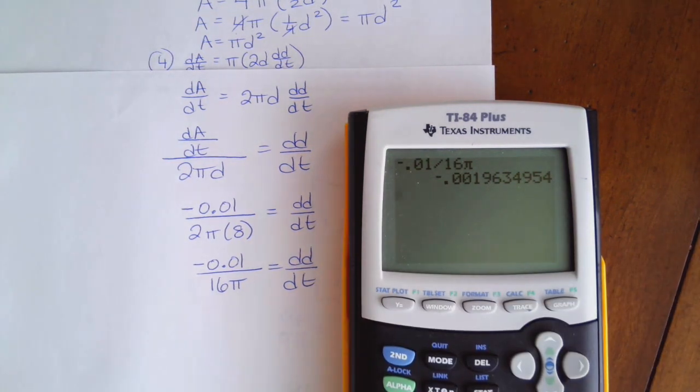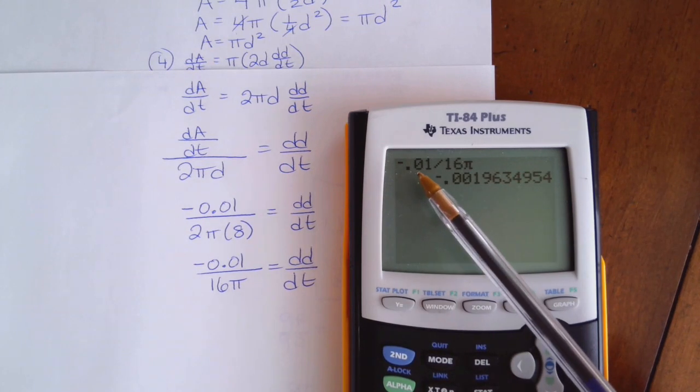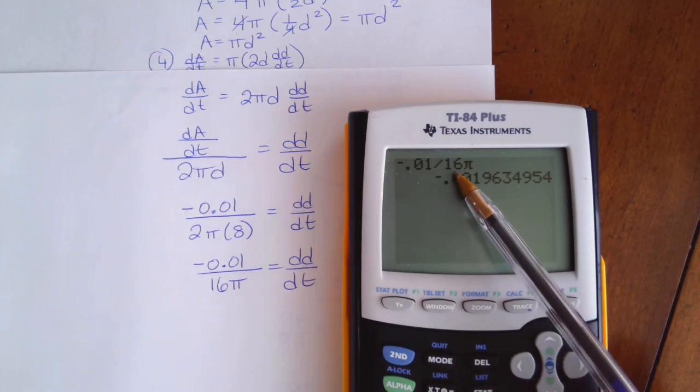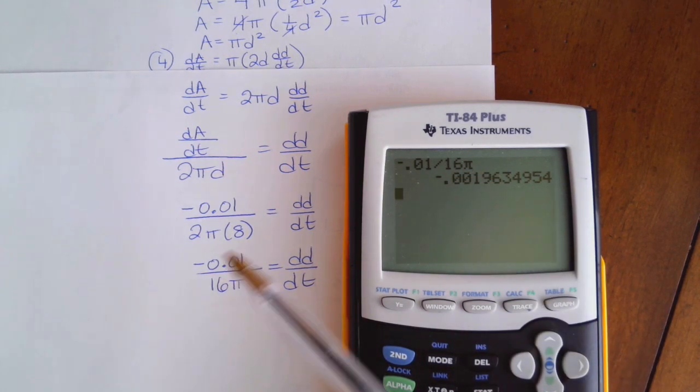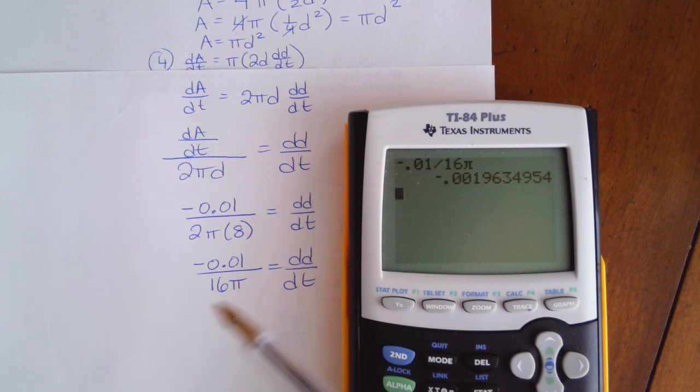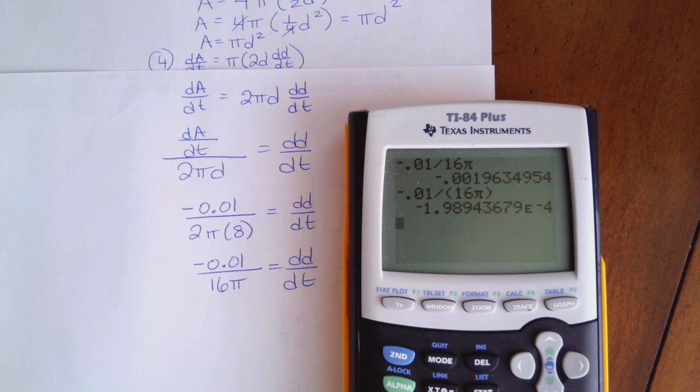However, what is your calculator doing? My calculator is taking order of operations. So it's doing negative 0.01 and dividing it by 16 first, and then it's going to take that and multiply it by pi. And that's not what this says to do. This says go ahead and do 16 pi first, then divide it into the 0.01. So I want you to look, if I do negative 0.01 divided by, and then I do 16 pi like this. Notice I got a different answer. And remember, this is scientific notation. I got to move my decimal back 4 places. The second one is the correct answer.